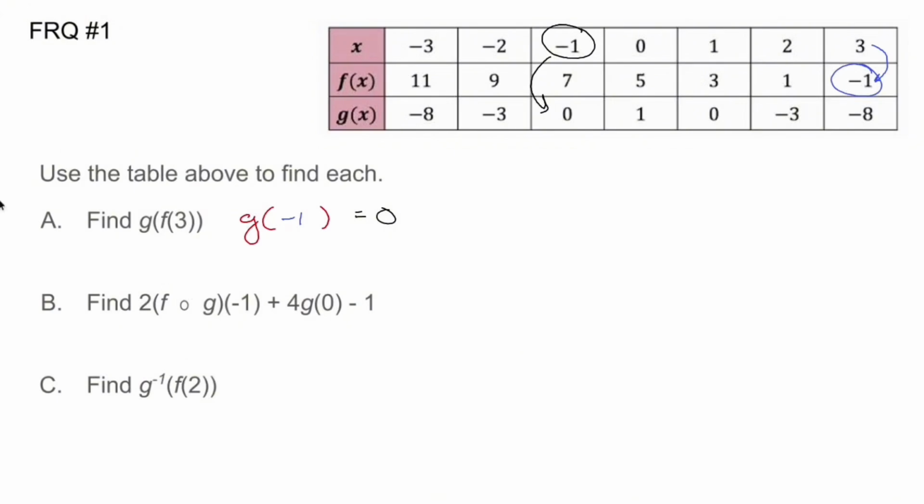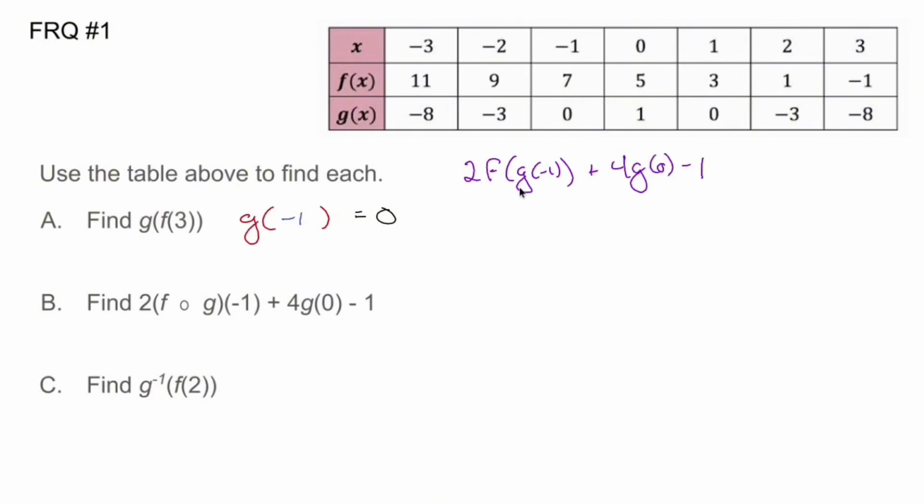Okay? Not so bad, not so bad at all. The next one, I mean, that one was easy peasy lemon squeezy. This one is grossy, wossy, Nancy Pelosi. Oh, I wonder how she's doing. 2 times, I'm going to write this out as f of g of negative 1, like that, plus 4 of g of 0 minus 1.